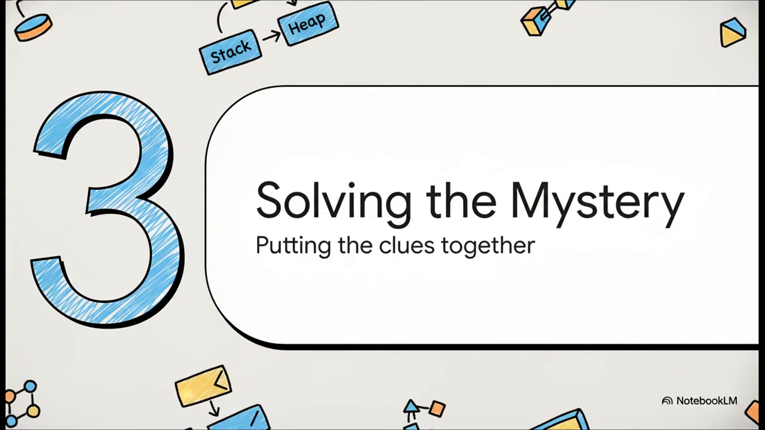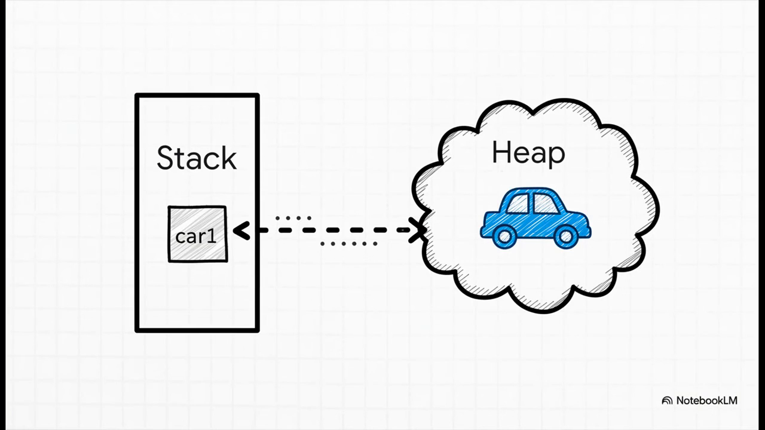All right, we've met our suspects. We know how the stack and the heap work. So now let's go back to our original code and watch it run again. But this time, we're going to keep an eye on what's happening in both of those memory locations. Okay, here's line 1. When the computer sees val car1 equals car, color equals blue, it does two separate things.